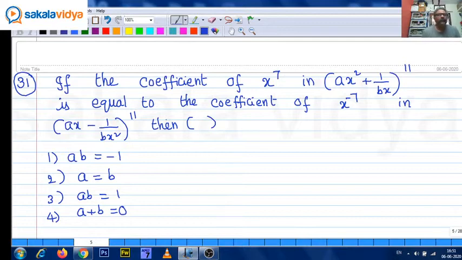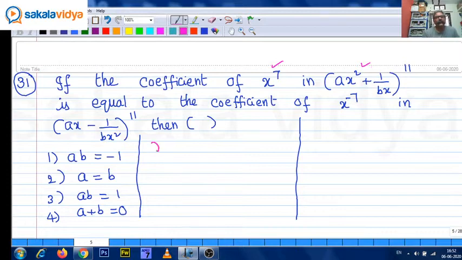Okay, now here we have actually two problems, because first we need to find out the coefficient of x to the power of n in (ax² + 1/(bx))^11. Next, the x to the power of minus 7 coefficient in (ax − 1/(bx²))^11. So let us do both now. Let us come to the first part here.